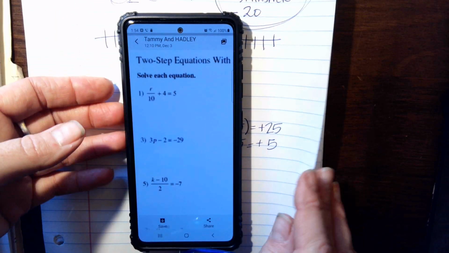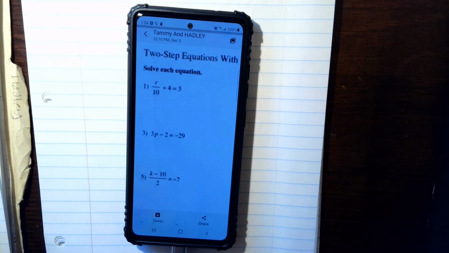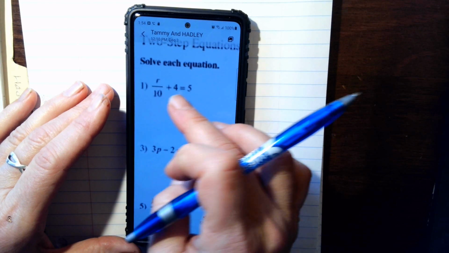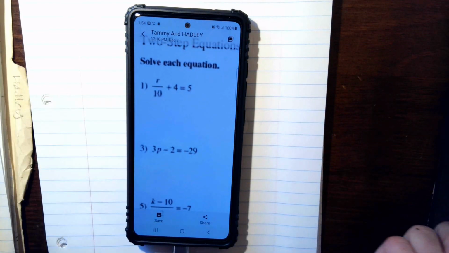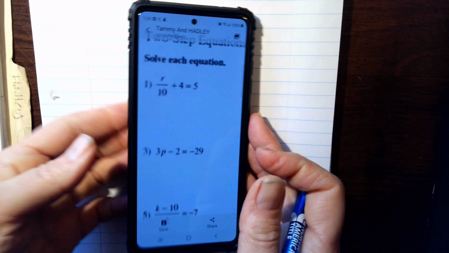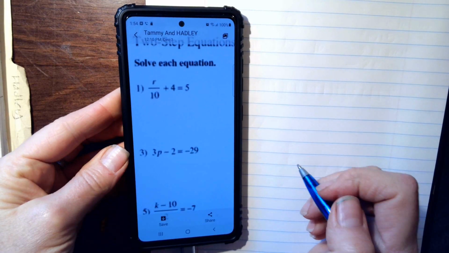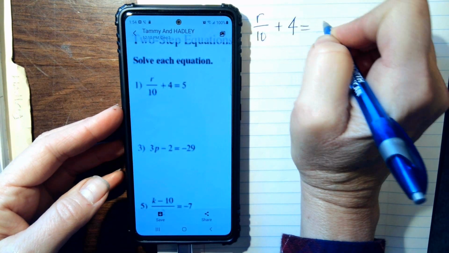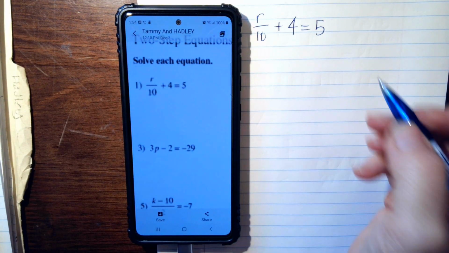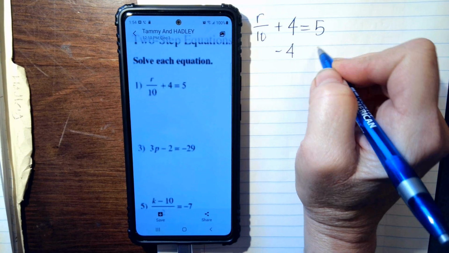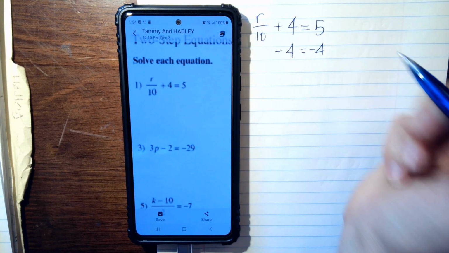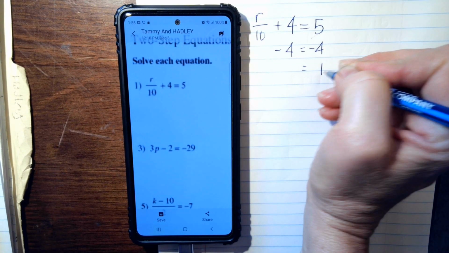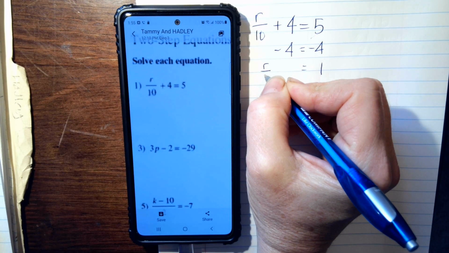All right. So the first thing we're always going to do is we're always going to try to get rid of this little piece right here. The plus 4 minus 2, if it's there. So that's going to be step 1. R over 10 plus 4 equals 5. So we're going to do minus 4 on both sides. Anything I do to one side, I do to the other. 5 minus 4 is 1. What's left on this side is R over 10.